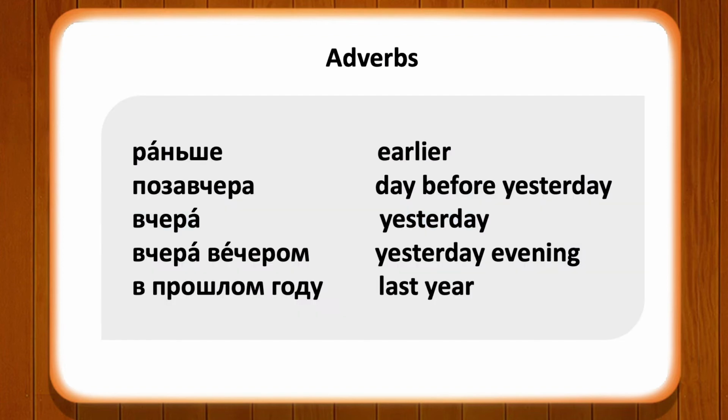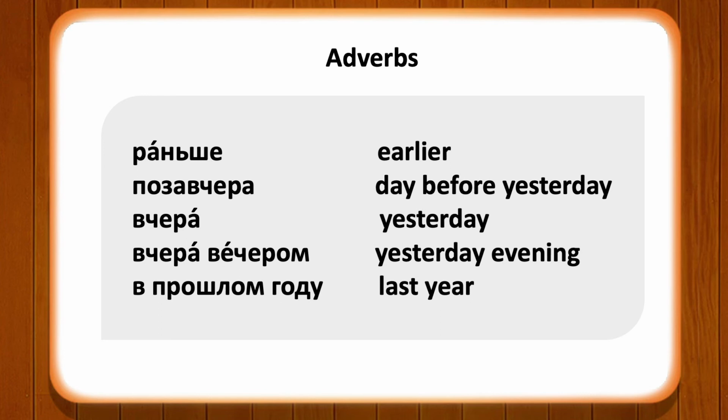Now, when you use these past tense forms, very often the adverbs used with these verbs could be ranshe, which means earlier; vchera, which means yesterday; vchera večeram, which means yesterday evening. You may also find sentences with v prošlom gadu, which means in the last year, or adverbs like pozavčera, which means day before yesterday.